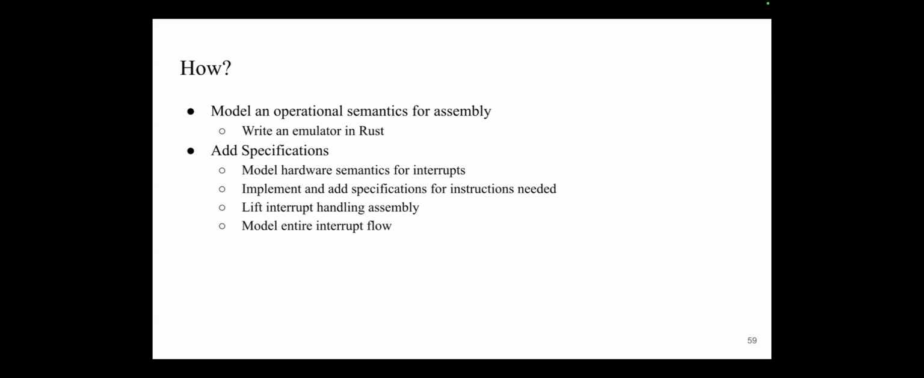Then we're going to implement and add specifications for the actual assembly instructions that we need. And then using those instructions, we're going to be able to lift the entire interrupt handling assembly to Rust, right? And we're also going to be able to add specifications. And then once we have all these components, we can actually model the entire interrupt flow. So we can pair the hardware semantics with the actual assembly routines themselves, and come up with a nice proof about what these interrupt handlers are actually doing with respect to the hardware.